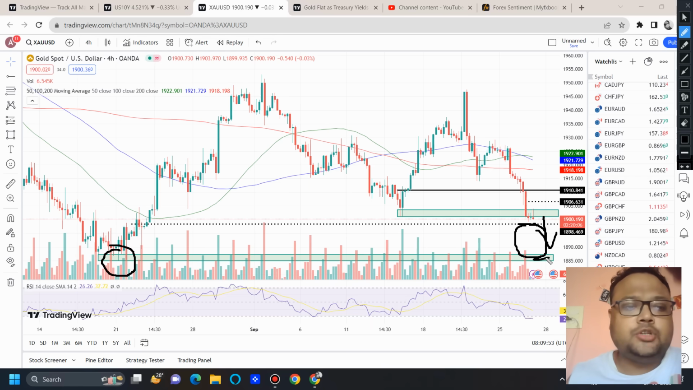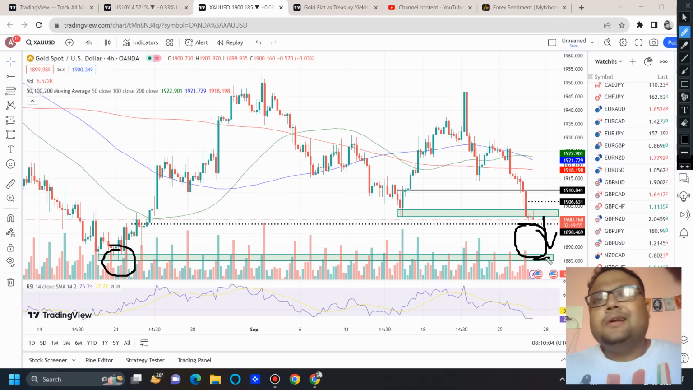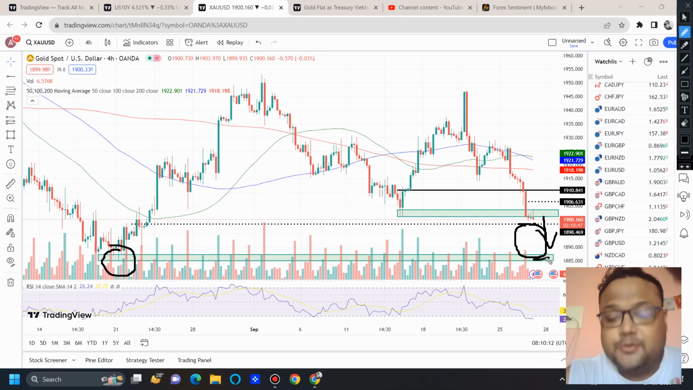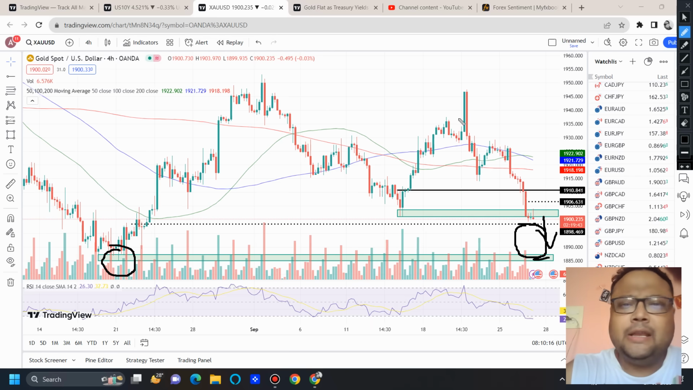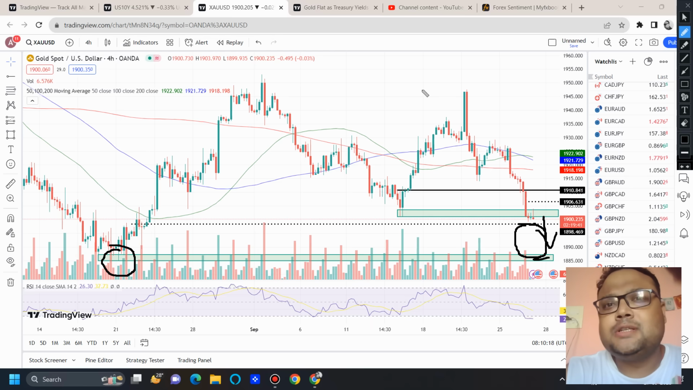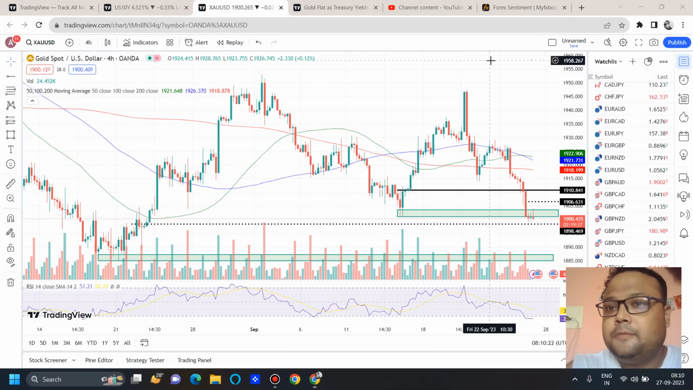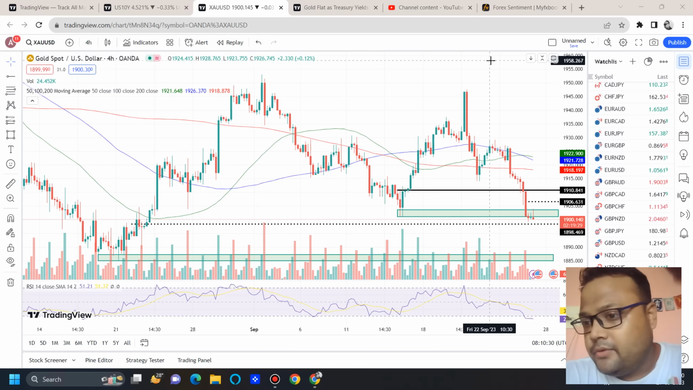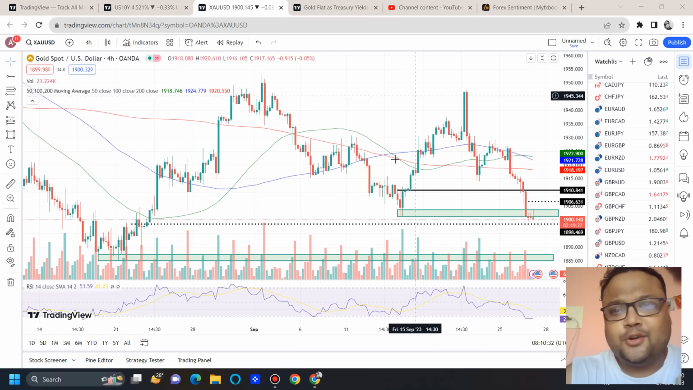Let's wait and watch, and please follow proper risk management. Because retracement trades are always safer in comparison to breakout or breakdown trades, and there is also a fear of false breakout, isn't it? So risk management is very, very important. 100% accuracy is not possible for any trader or any institution, but knowing your loss beforehand is very, very important. So please follow risk management.